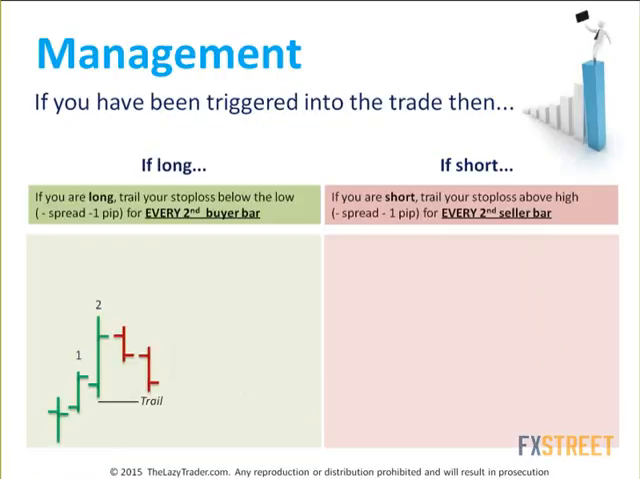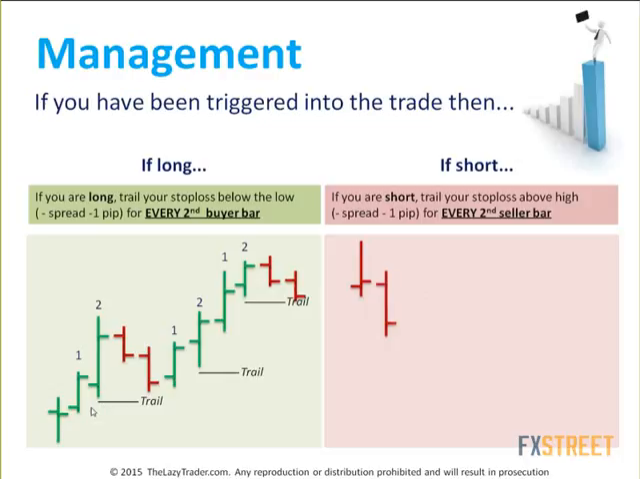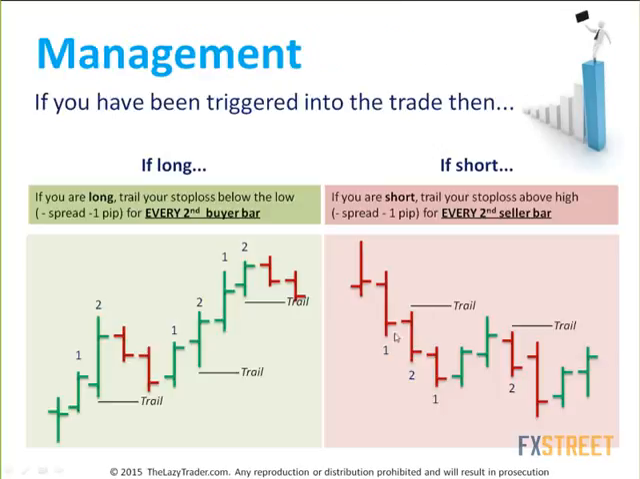For all intents and purposes, our trailing technique is nice and straightforward. If we're going long, we want to trail our stop loss below the low of every second buyer bar. There we go, every second buyer bar. If it's consecutive, absolutely. And if we're looking to go short, we want to trail our stop loss above the high of every second seller bar. There we go. So now we've got essentially the strategies.